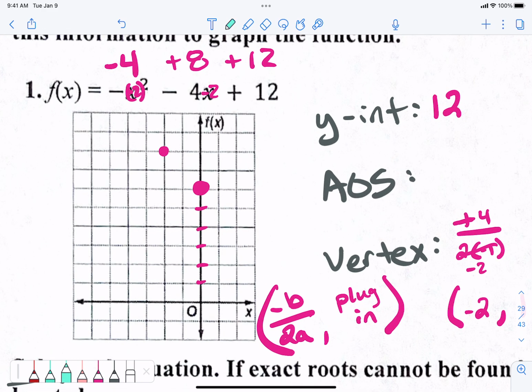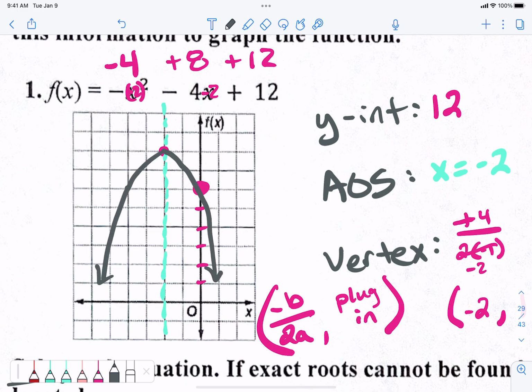Now, my axis of symmetry is this little dotted line right here. What's the equation for that axis of symmetry? X equals negative 2. Now, don't just put negative 2. Please put x equals negative 2 because negative 2 just looks like a dot, but x equals negative 2 is a line, okay? So x equals negative 2. Then, I also know that this dot can go over here on the other side as well, and there's my parabola, okay?